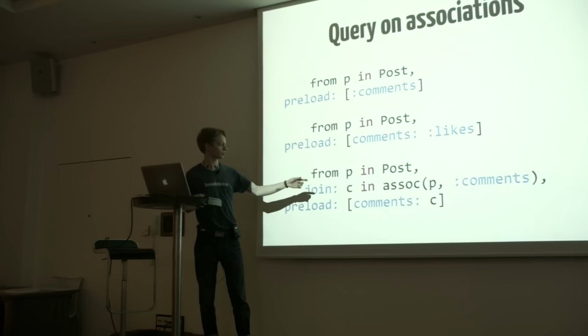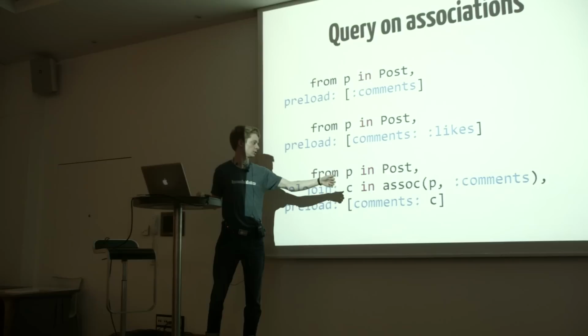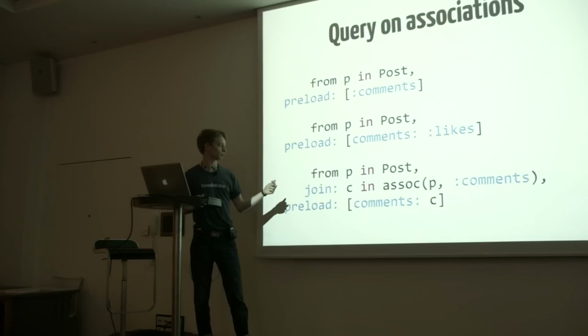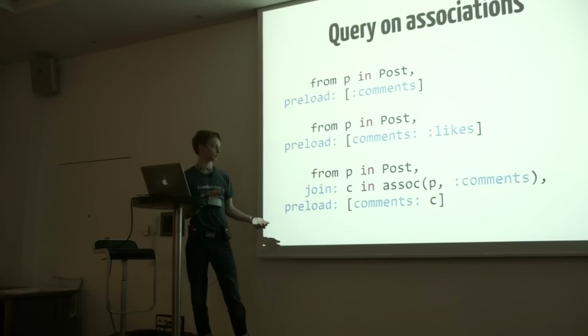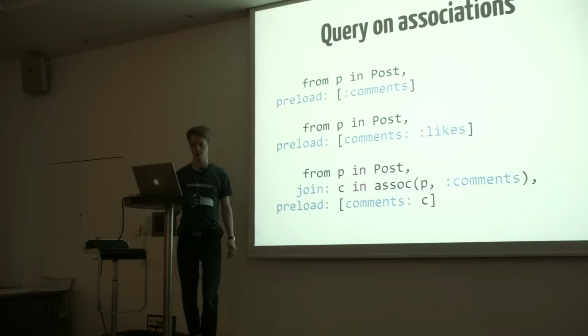You see that we can bind the join in a new variable, and we can use that variable in the rest of the query. So we can select on specific fields on the comment and so on. We can use it in wheres if we want to group something, or if we want to do something else with it.